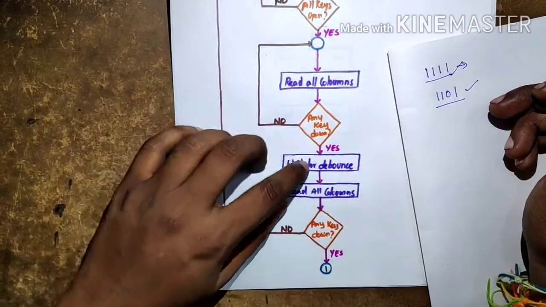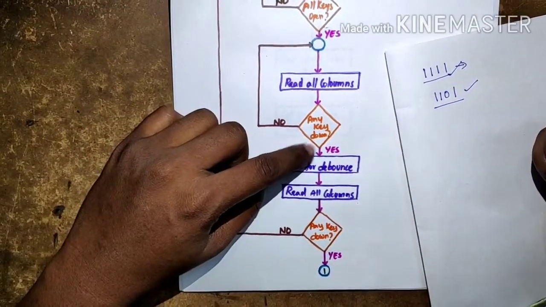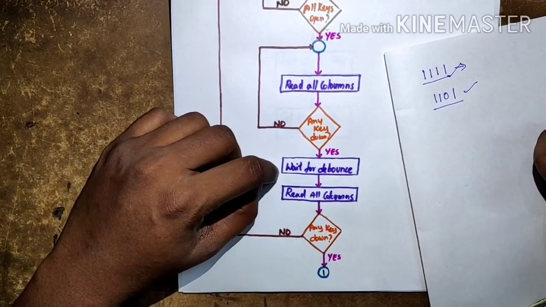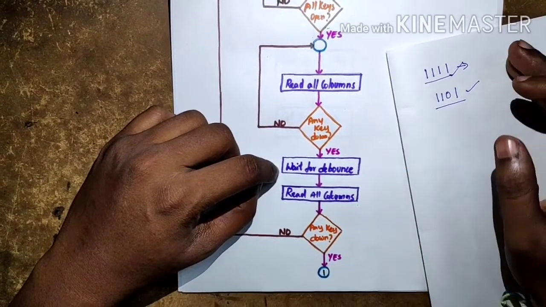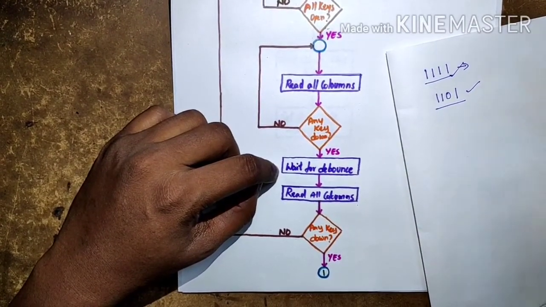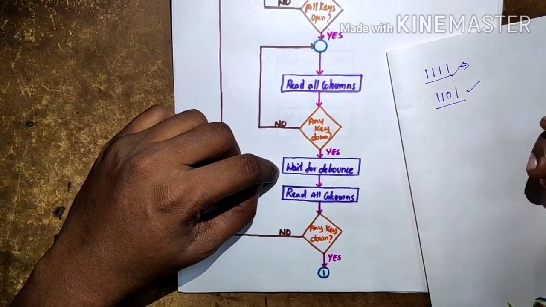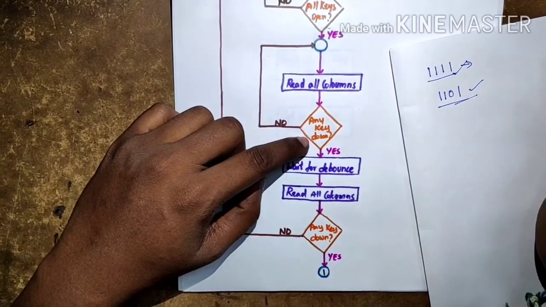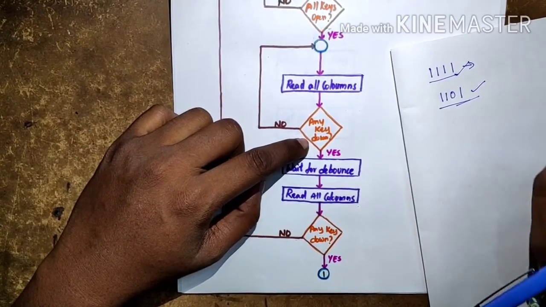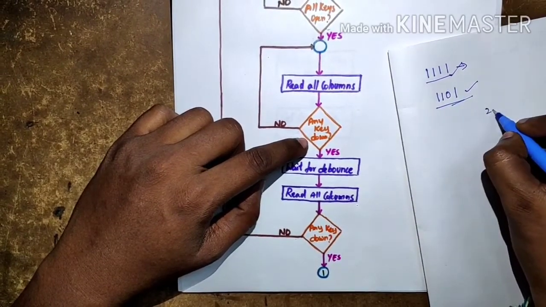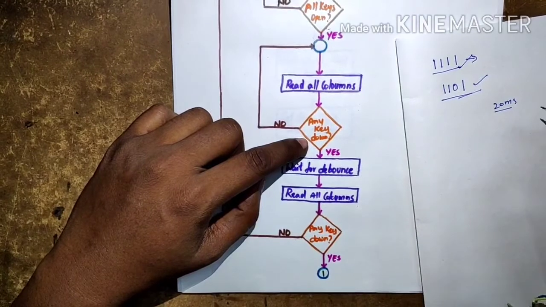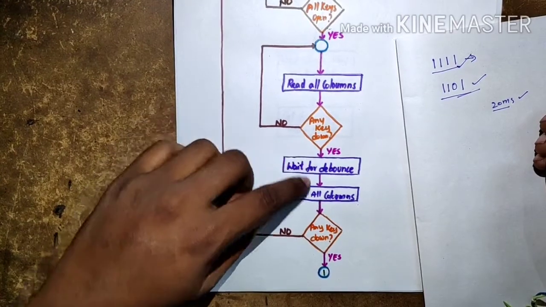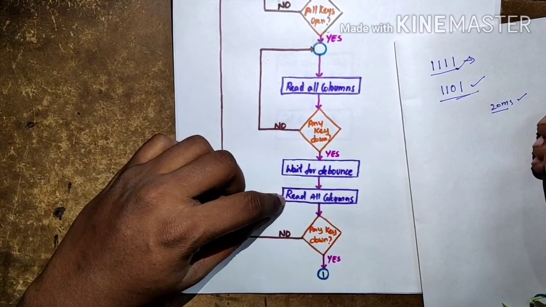Now it goes to the next step, where it will wait for debounce. As we have already seen previously, whenever there is a change in the column, our microcontroller will not confirm that a key has been pressed. It will wait for a particular amount of time. Here it will wait for 20 milliseconds. This is the delay time, and then again it will read all the columns.